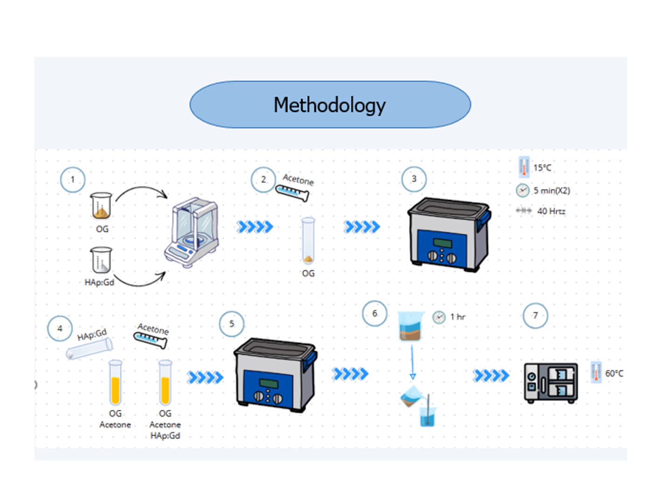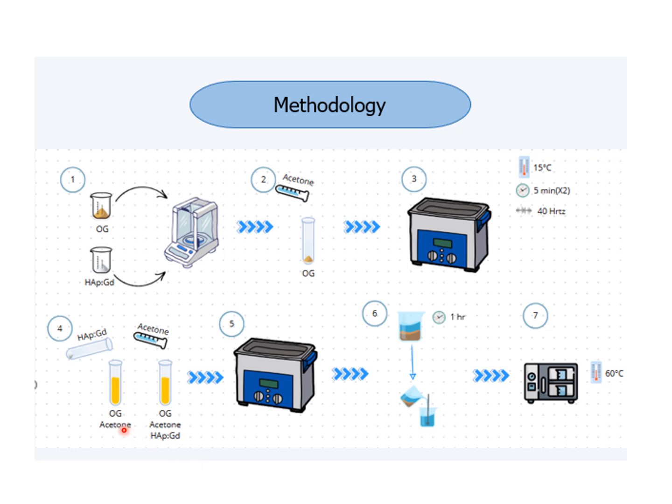This will be carried out by ultrasonic homogenization during two 5-minute cycles at 15 degrees and 40 Hz. First, the respective amounts of graphene oxide and doped hydroxyapatite will be weighed. Secondly, acetone will be added to the graphene oxide and placed in the first ultrasonic bath.